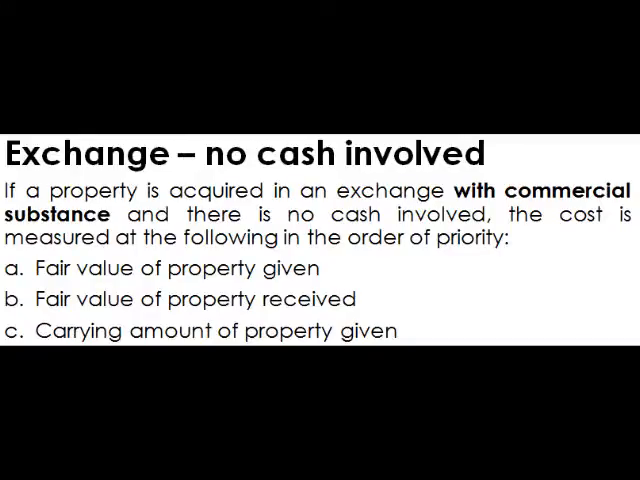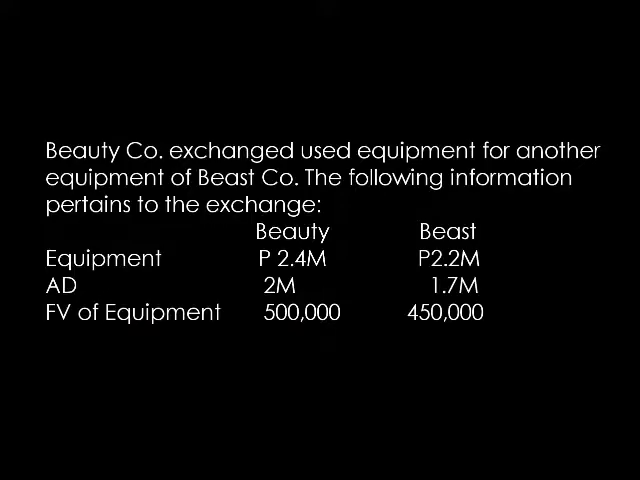If a property is acquired in an exchange with commercial substance and there is no cash involved, the cost is measured at the following in the order of priority: fair value of property given, fair value of property received, and carrying amount of property given. For example, Beauty Company exchanged used equipment for another equipment of Beast Company. The following information pertains to the exchange. How are we going to account or how are we going to record this in the books of Beauty and Beast Company?